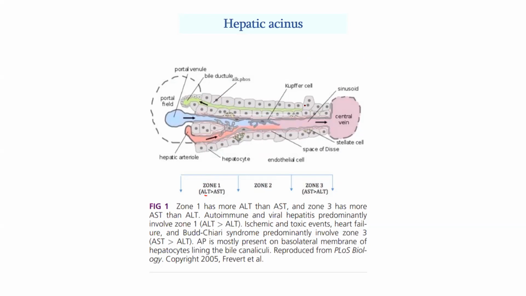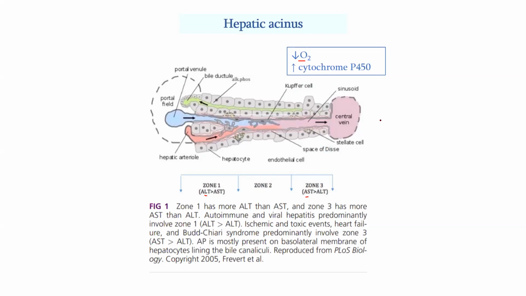In zone 3, which is located near central veins, we have low oxygen and high level of cytochrome P450. This is why if there is hypoxic injury, maybe hypoperfusion in shock, there is injury to zone 3. And if there is toxic injury, also zone 3 will suffer. Pay attention that in zone 3, AST is expressed more than ALT.